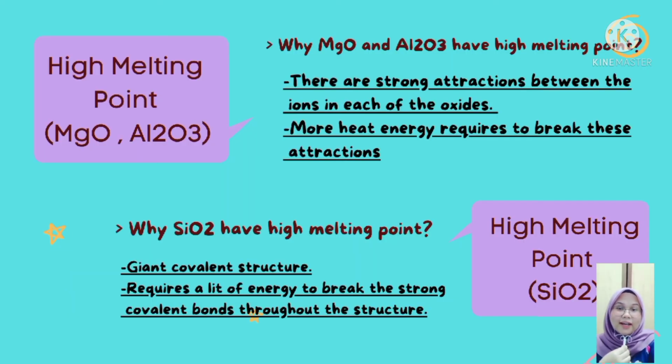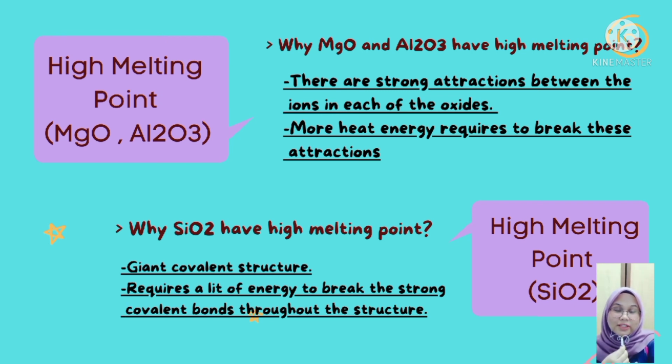Okay, why do magnesium oxide and aluminum oxide have high melting points? This is because there is strong attraction between the ions in each of the oxides. So it requires more heat energy to break the attraction. That's why the melting point of aluminum oxide and magnesium oxide is high.